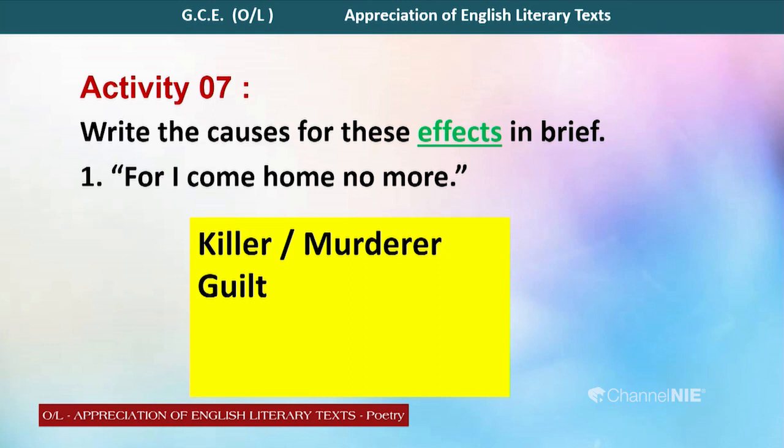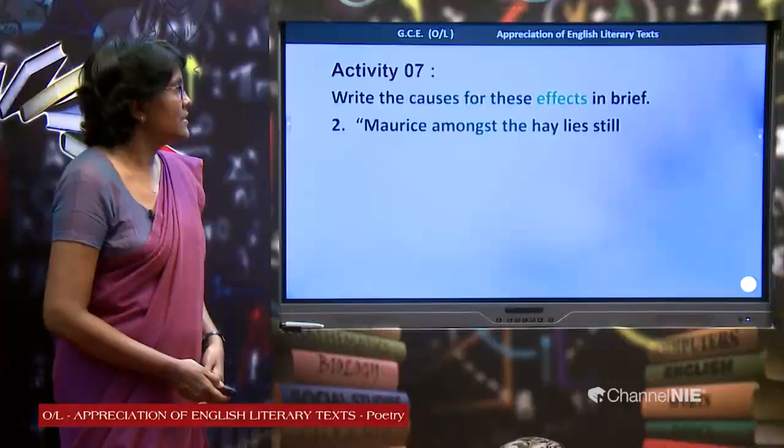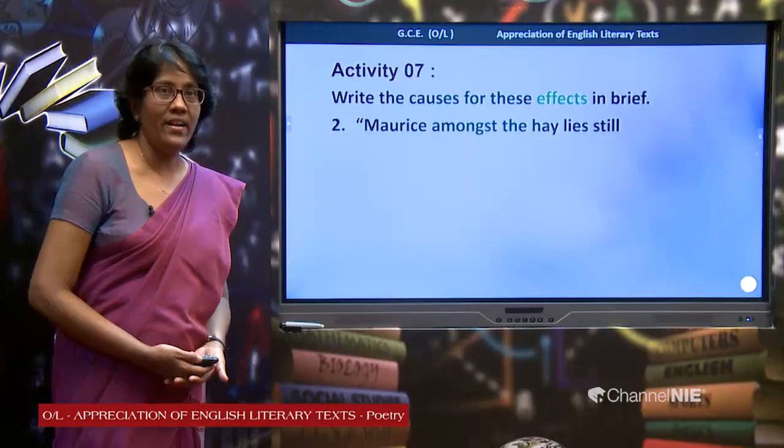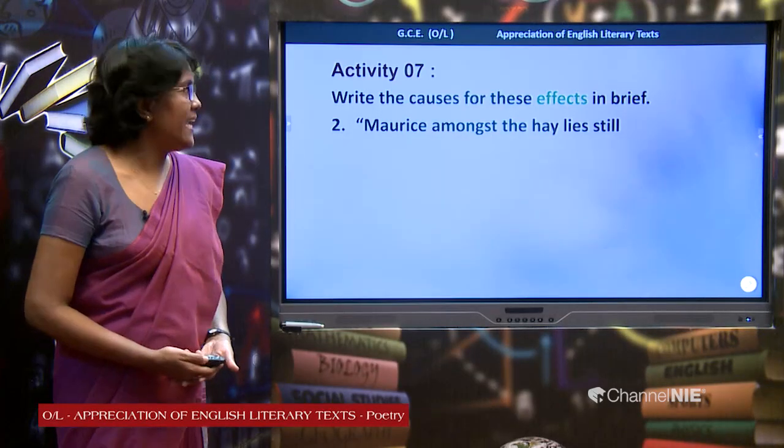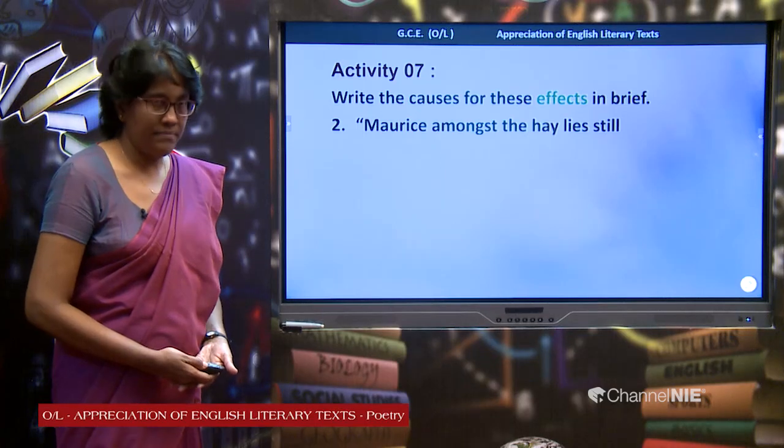He has his guilty consciousness and he repents over his activity. He leaves. The effects, of course, is clearly depicted in this line, for I come home no more. Well, look at the second one. Morris amongst the hay lies still.